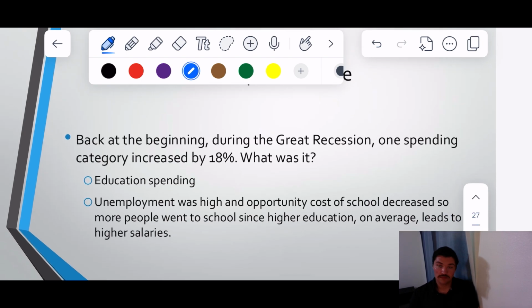So back at the beginning of this chapter, I did mention that because of the state of being the Great Recession, people did decrease consumption, but we did see an increase in one area, and that area was education spending. People were actually going back to school during this time. So even though people were losing their jobs, they were still spending money on school. The reason this was because unemployment was very high. So basically, you didn't have anything else going on, so you just went to school. Your opportunity cost of school decreased. So more people went to school, got higher education, and then ended up getting their higher salaries, right?